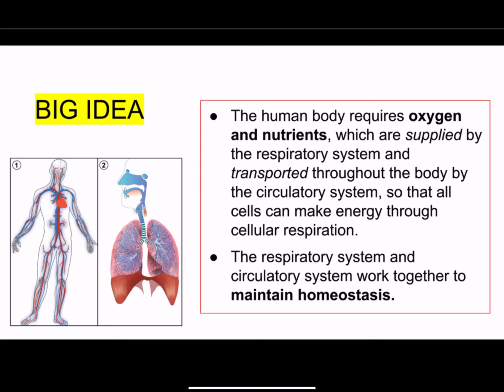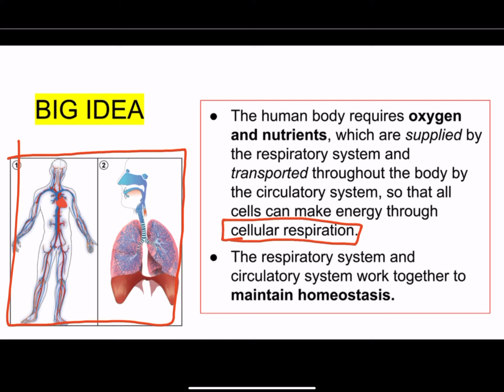The big idea, and the reason we usually pair these together, the respiratory and the circulatory system, is that the human body requires oxygen and nutrients, which are supplied by the respiratory system and transported through the body by the circulatory system. So we really like to pair these together. The whole purpose is so that all the cells in your body can make energy through cellular respiration. I don't think that when we taught this last time, we remembered what cellular respiration is.